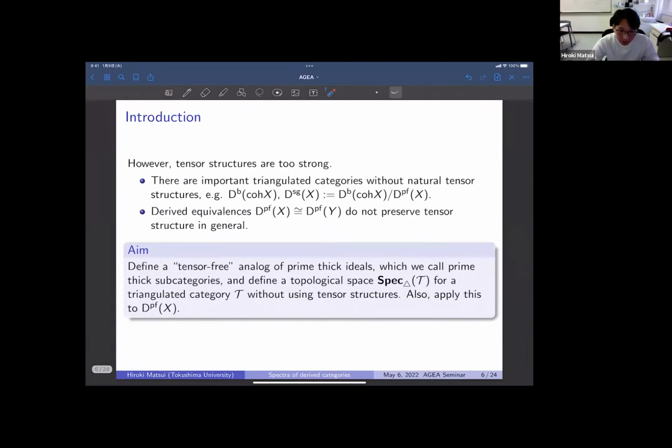However, at least for me, tensor structures are too strong. For example, there are important triangulated categories without natural tensor structures. For example, the bounded derived category of coherent sheaves on X is a triangulated category, and this triangulated category does not have a natural tensor structure. And also, the singularity category, which is a quotient of the bounded derived category by the perfect derived category, also does not have a natural tensor structure. So to study these triangulated categories, we cannot use tensor triangular geometry.